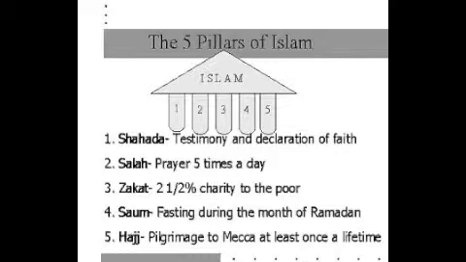Here are the 5 pillars of Islam. Again, testimony and declaration of the faith. There is only one God. Prayer 5 times a day. Charity. Notice they only have to give 2.5%, but still they all have to give charity. Fasting during the month of Ramadan. They can't eat during the day. And the pilgrimage to Mecca at least once during their lifetime, if possible.